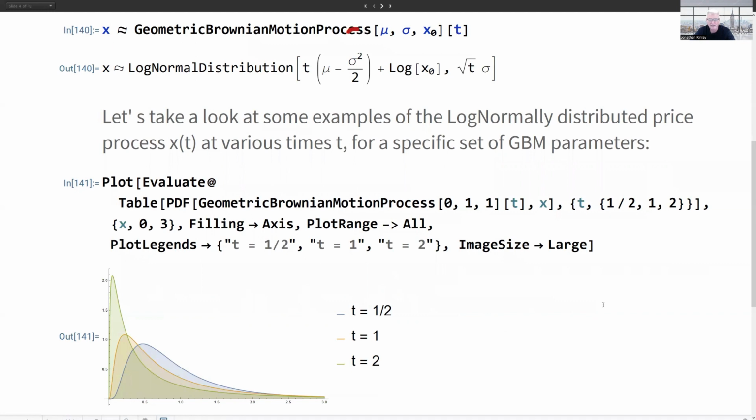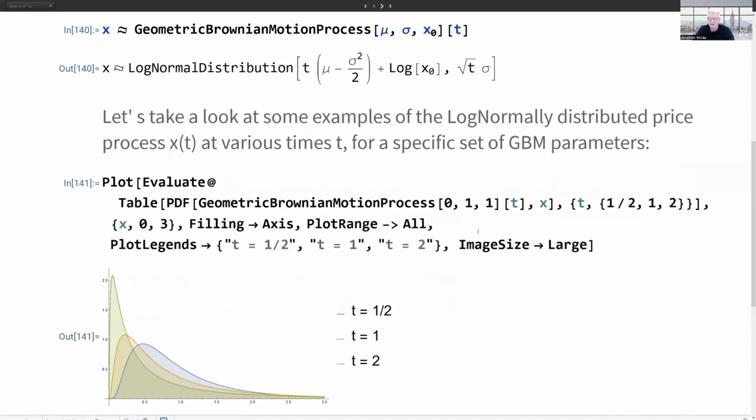Well, again, it's this function of t times mu minus sigma squared over 2. Mu in this case is 0. So the mean of the process is log of x0 plus t times minus sigma squared over 2. It's a negative linear function of time. And therefore, as time increases, the mean becomes smaller.